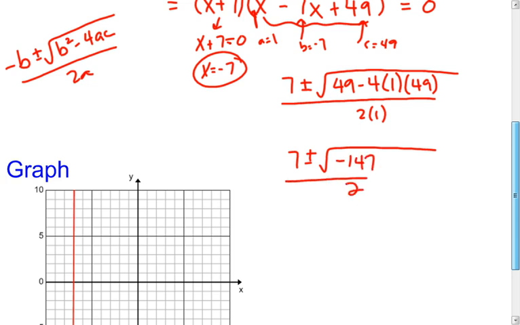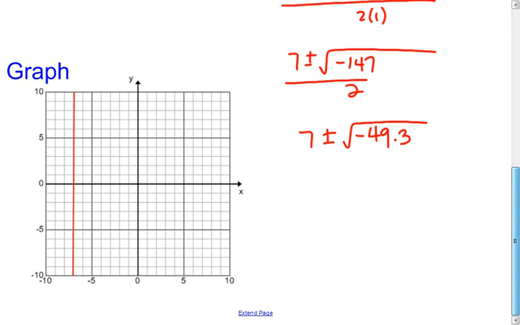divided by 2. And of course, you can't take the square root of a negative number, but this would be negative 49 times 3. Okay, 49 times 3. 147 is 49 times 3. And by the way, whatever number is out here, if you take that quantity and square it, it should be a multiple of that number that's inside. So in this case, 7 squared is 49, and on the inside it's 49 times something. In this case, it's 49 times 3. Okay. Obviously, the square root of negative 49 is 7, so you have 7 plus or minus.